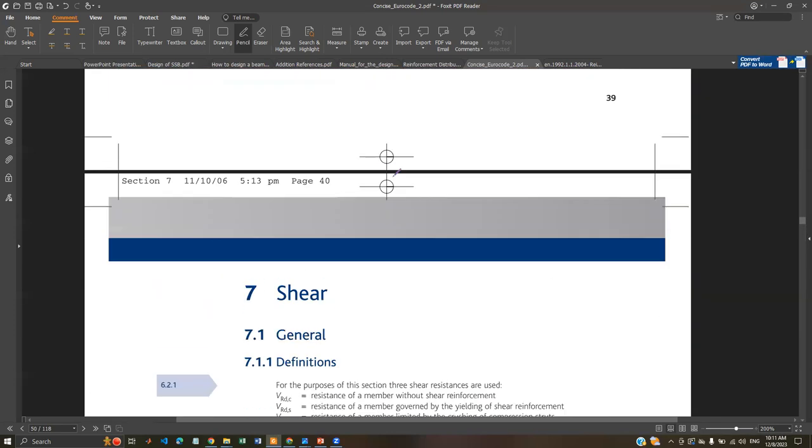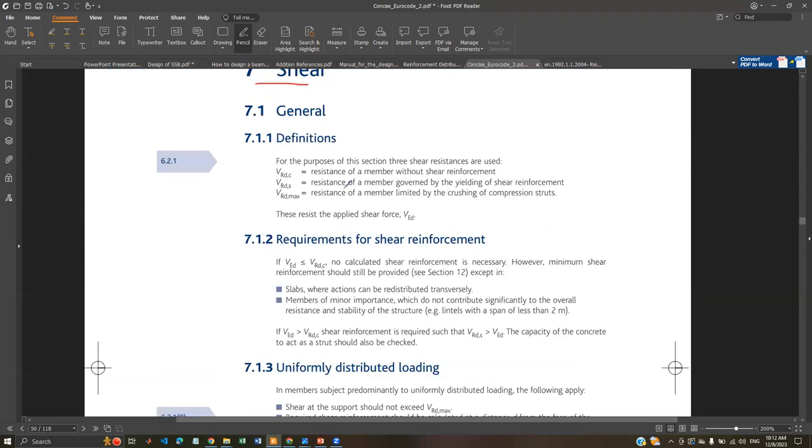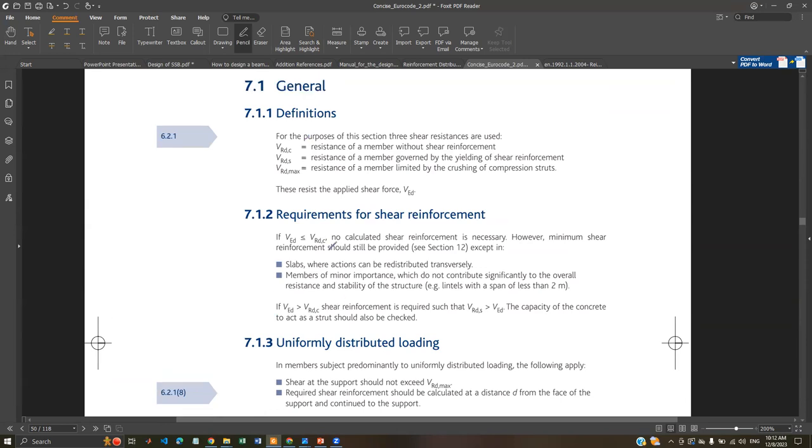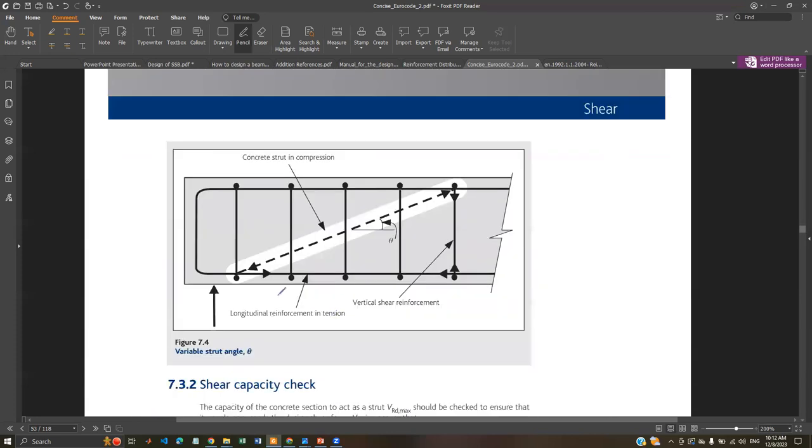Generally it comes to the shear, and shear has a separate section. You can go through it. To perform the shear design, I need these parameters. V_Rd,c means the resistance of the member without shear reinforcement. I need to check that. I need to check the yielding conditions, and I need to consider the compression of struts. The strut means I need to check whether the strut is appropriate, that it can sustain the shear.